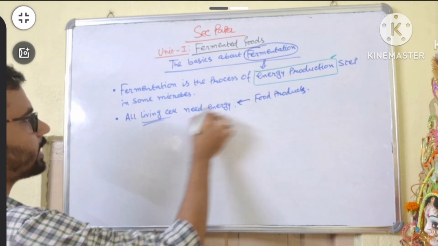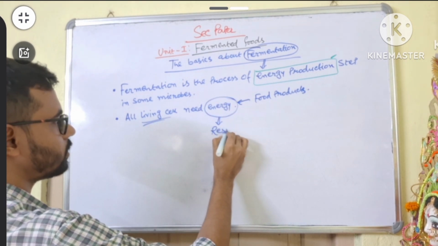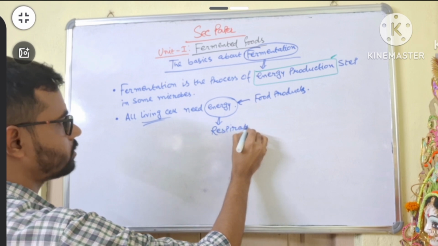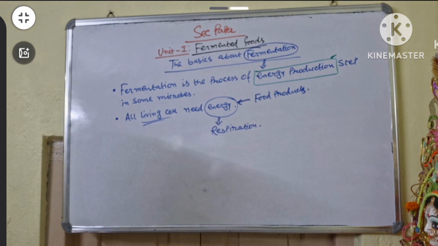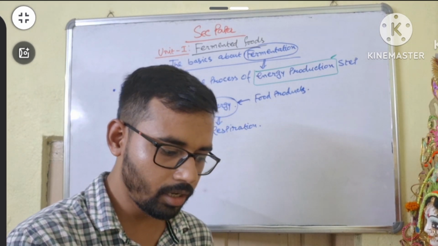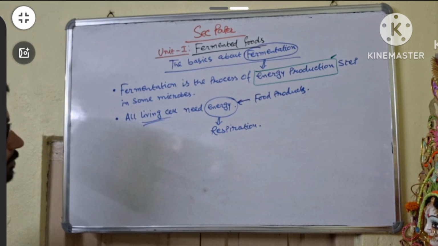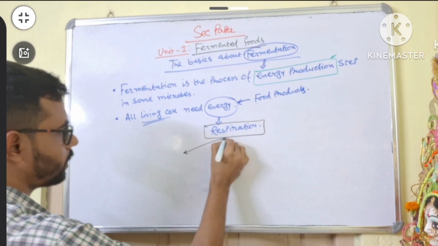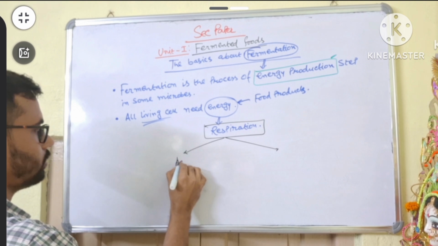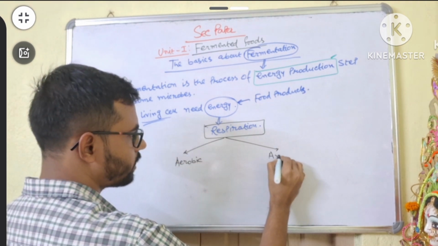So how do living cells get energy from the food products? By means of respiration. And we know respiration can be of two types: aerobic respiration as well as anaerobic respiration.